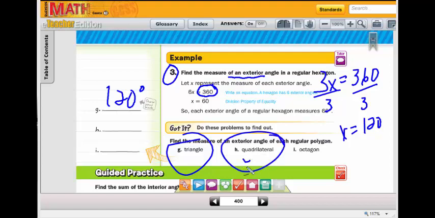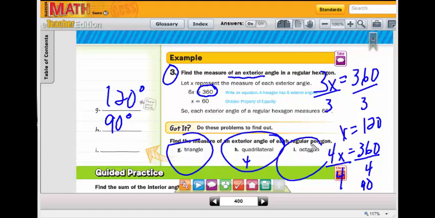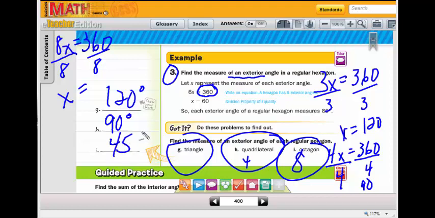Next we have a quadrilateral, which is 4-sided, so we're going to have 4x, because there's 4 angles, equals 360. Divide both sides by 4, and we get 90 degrees, because 36 divided by 4 is 9, and then of course we have a 0. So we have 90 degrees. And lastly is an octagon, which is 8 sides, so we have 8x equals 360. So we're going to divide both sides by 8. This is x, and 360 divided by 8 is 45, so we have 45 degrees.